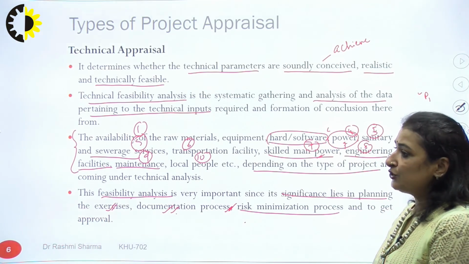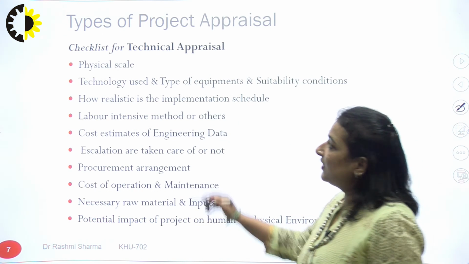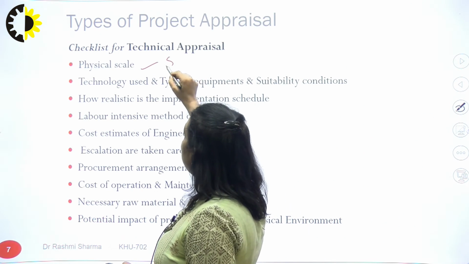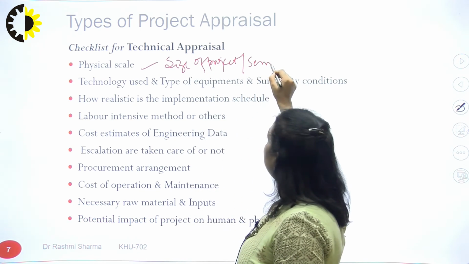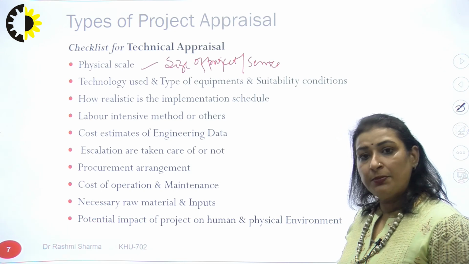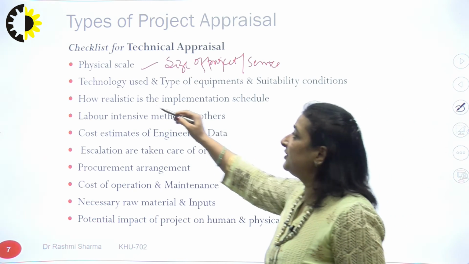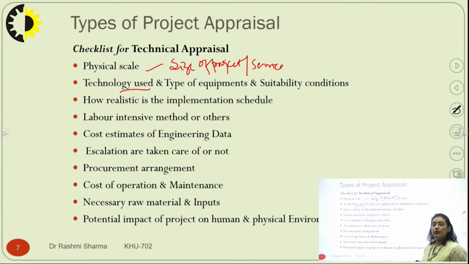Then the checklist which comes into consideration: the first is the physical scale, the size of the project or the services which we are delivering. We have to see if it is feasible for our organization or not. Then comes the technology used. If I tell you that I use FoxPro, an old database system, nobody will encourage me. Or you are using MongoDB, SQL Server, or Oracle. The technology we use should be the latest, not an old version which is prohibited or has vanished from the market.